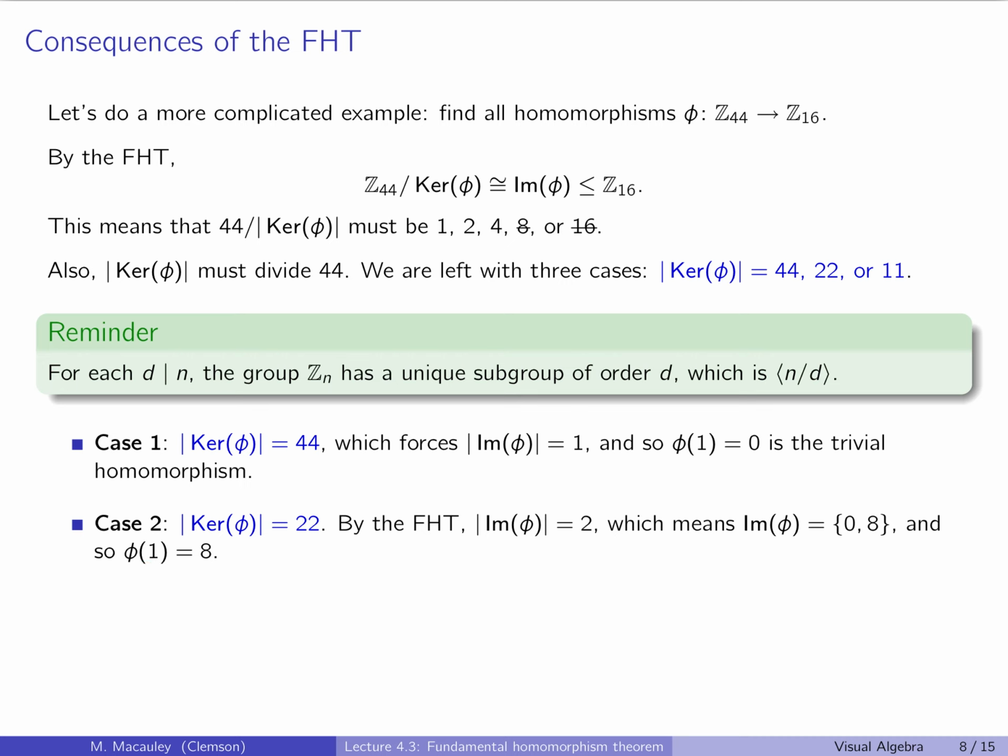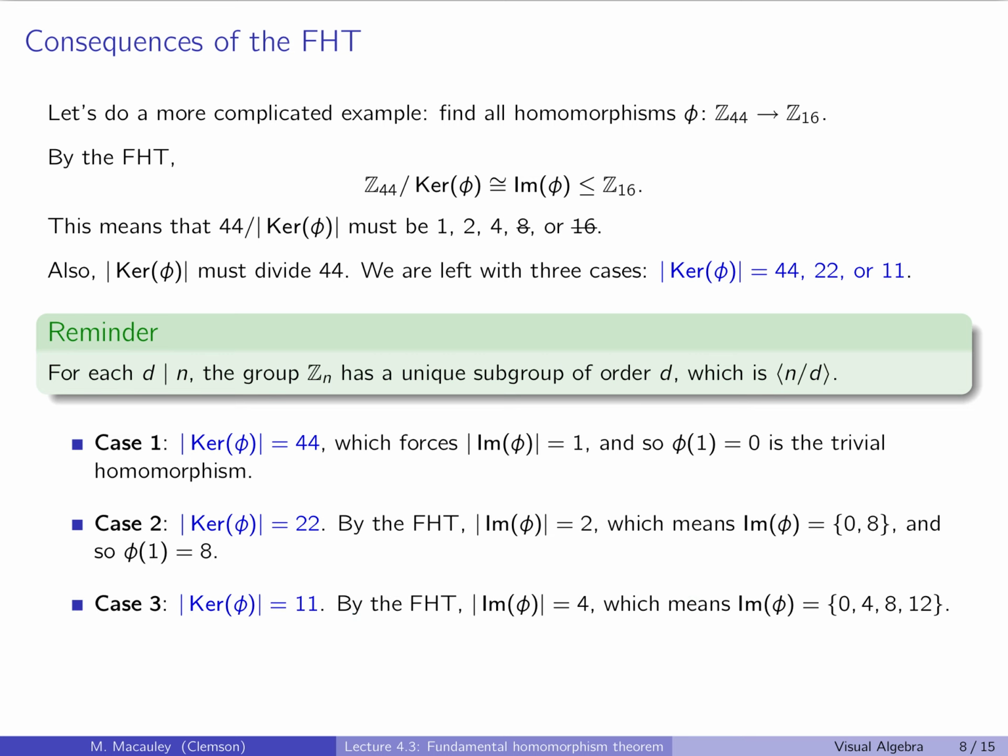And then it follows that phi of 2 equals phi of 1 plus phi of 1, which is 8 plus 8, which is 0. And similarly, phi of k is going to be 8 if k is odd, and 0 if k is even, defined on Z44.